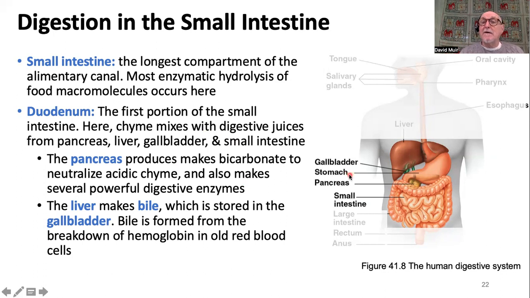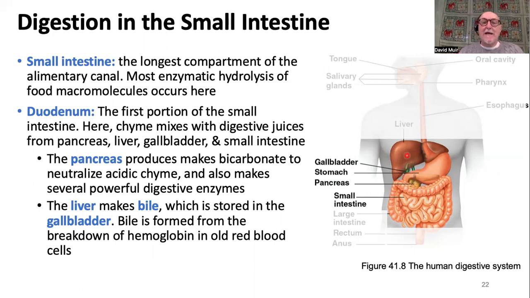The first part of the small intestine is called the duodenum, and it links the stomach and the rest of the small intestine. There are a number of accessory glands which put digestive fluids into the small intestine. The first of these is the liver. The liver itself is a gland, as well as having numerous other functions. One of its important secretions is bile.